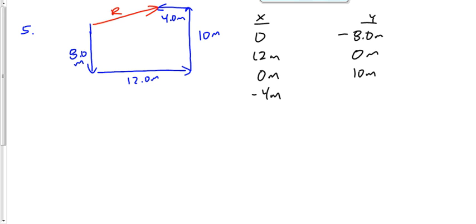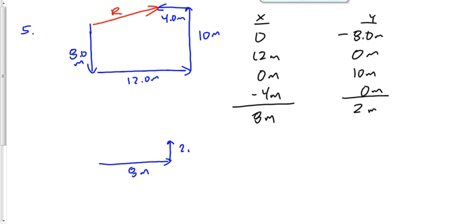0. Add these up. 0, 12, 0, -4 gives me 8. 8, -8, sorry. 10, 0, 0 gives me 2. If we redraw it, it's going to look like this. 8 to the right and 2 up. We do have our resultant vector. And lo and behold, it looks the same as my original one. This.